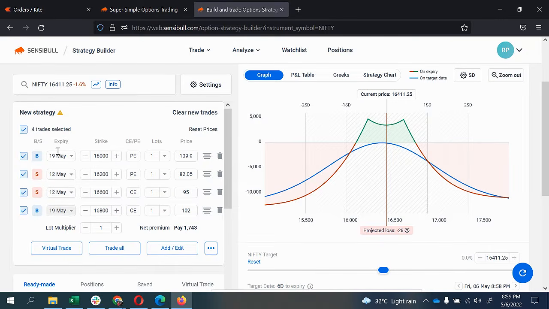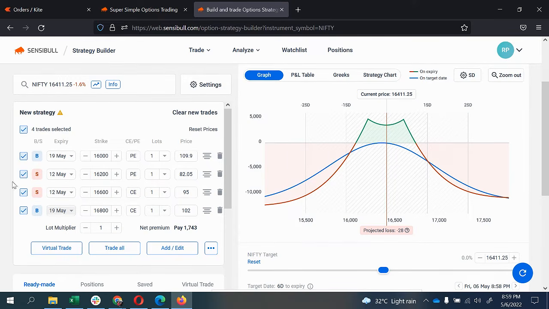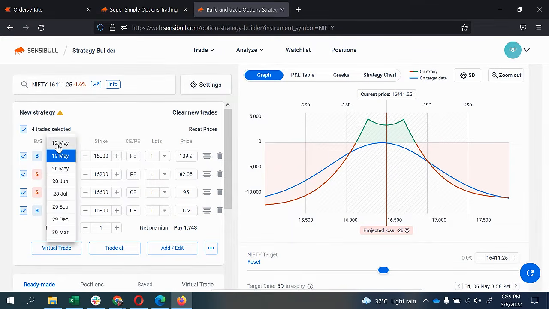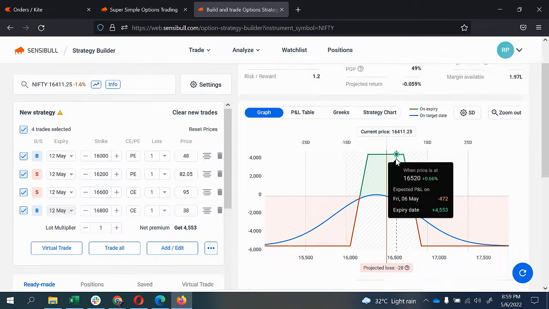The moment I buy the next week edges, this has become my calendar. Let me show you, this has become my calendar. So let me take you back to the 12th. I'll make it a typical iron condor.